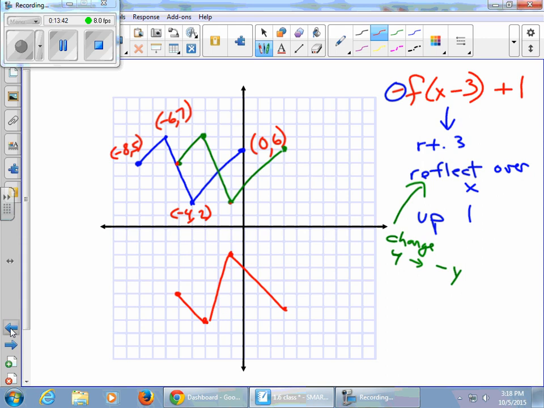So now my picture looks like that. It's moved right 3. It's flipped over the x. And now lastly, move everything up 1. And your final picture is that. Just be careful with your stretches. With vertical stretches, you're affecting the y, so you're multiplying the y. Horizontal stretches or shrinks, you're multiplying the x. So that should do it.